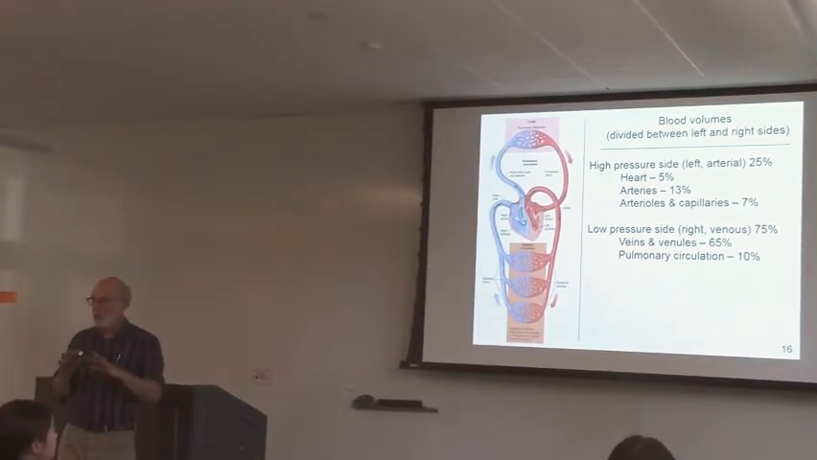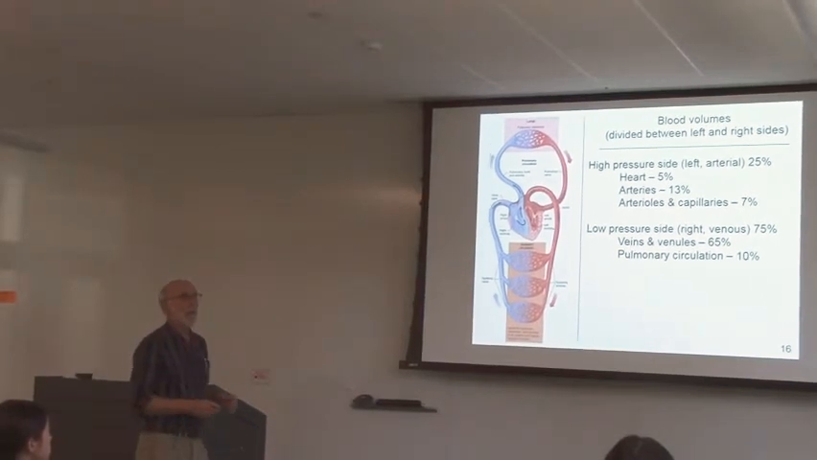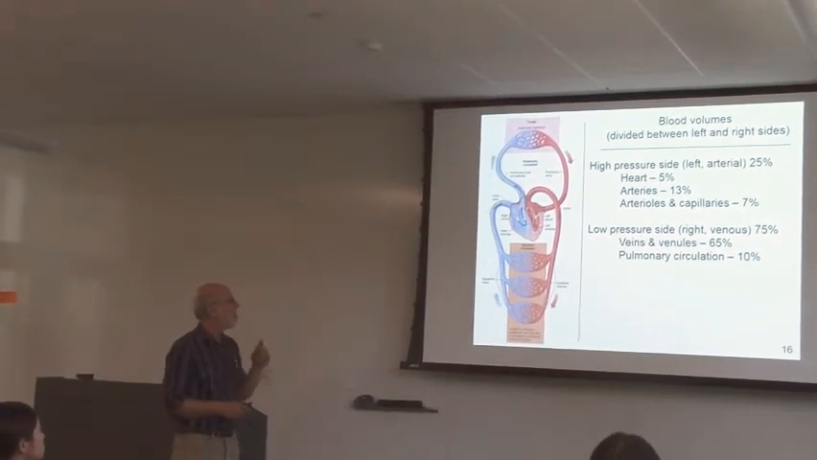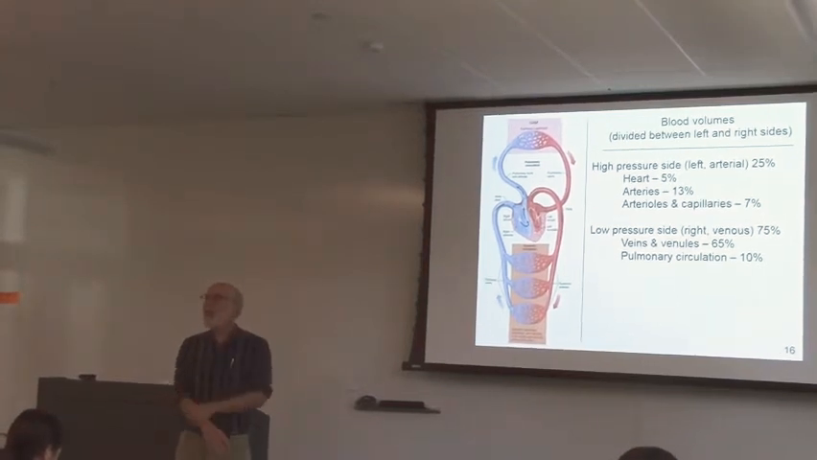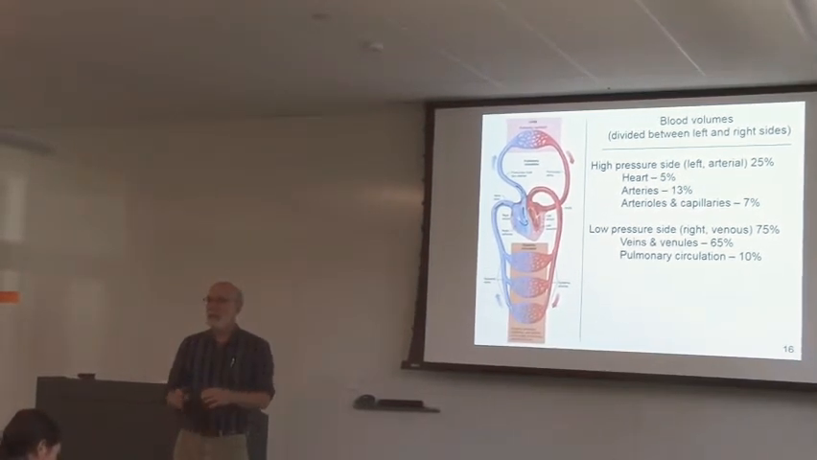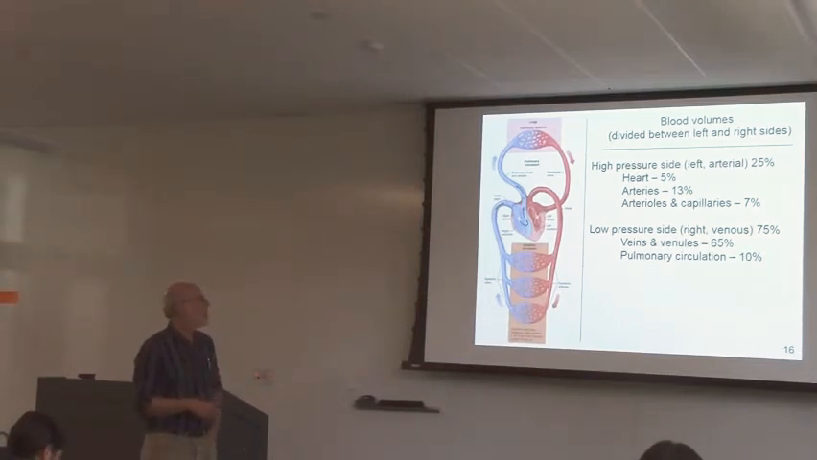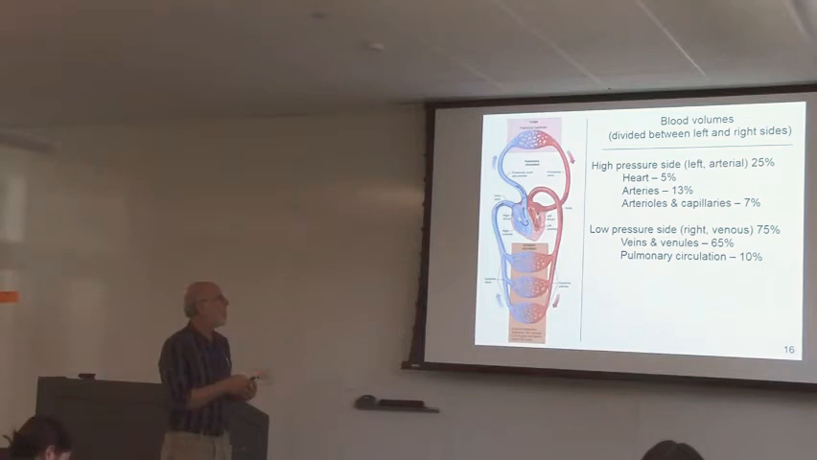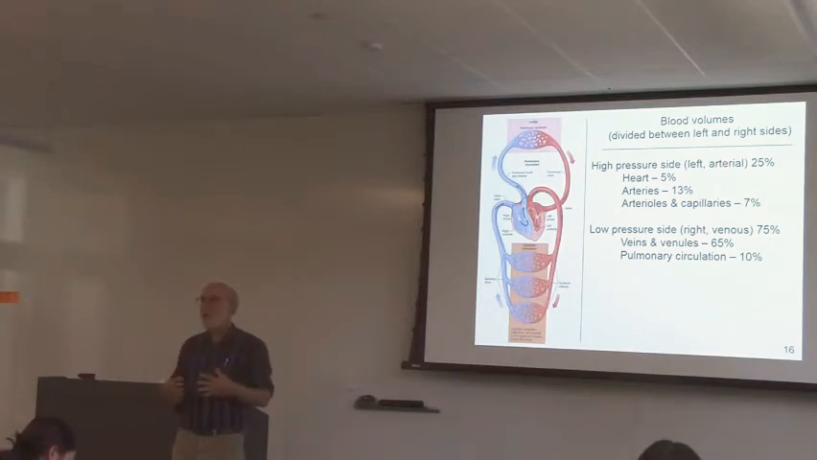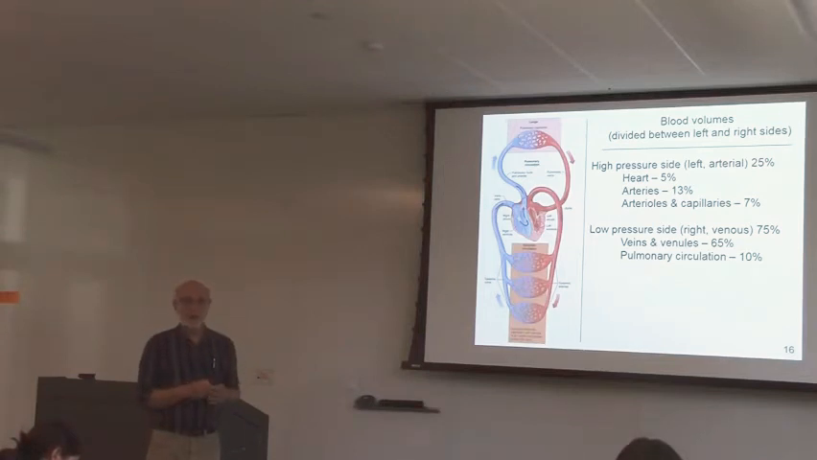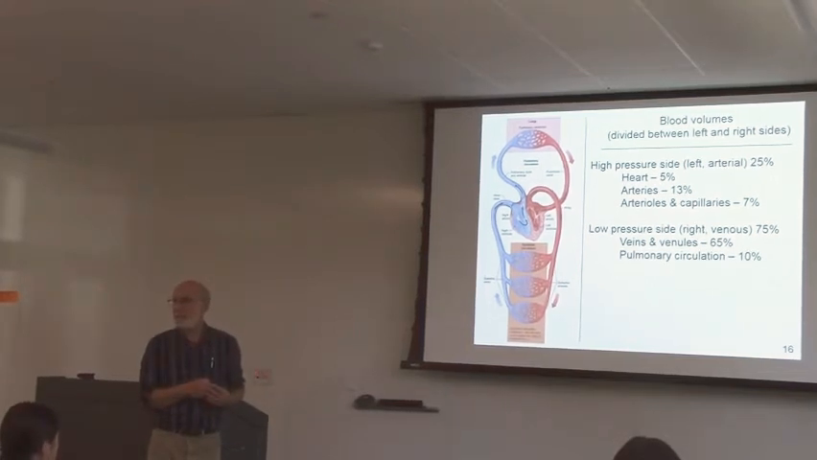So we talked about cardiac output. Now let's talk about where the blood is at any given time. The volume of the blood in the circulation at any moment in time. So on the systemic arterial side, not the pulmonary arterial side, but the systemic arterial side, left arterial side. Okay?